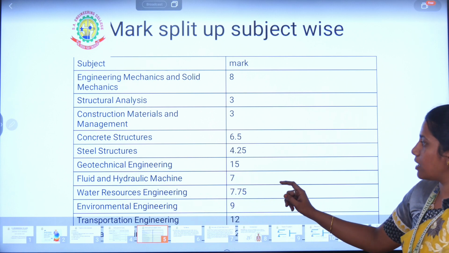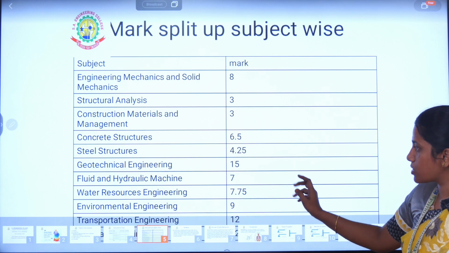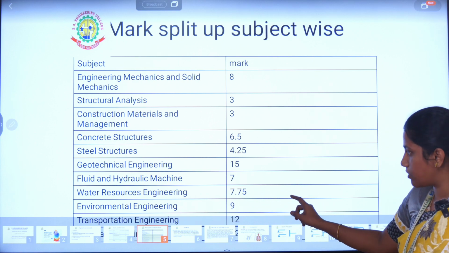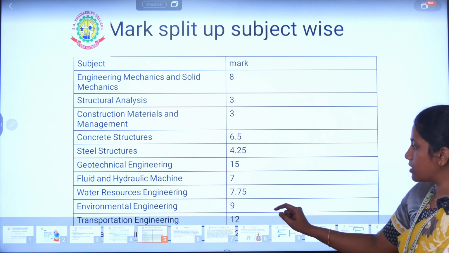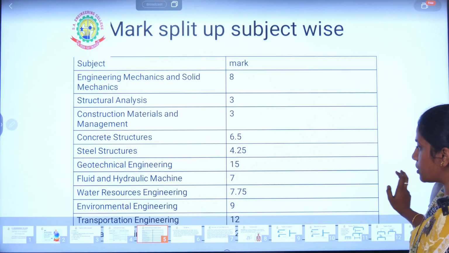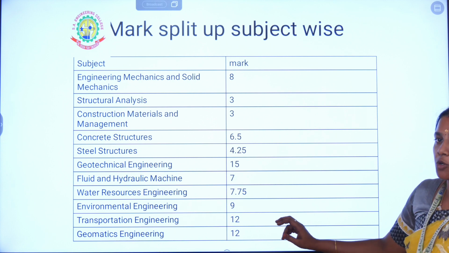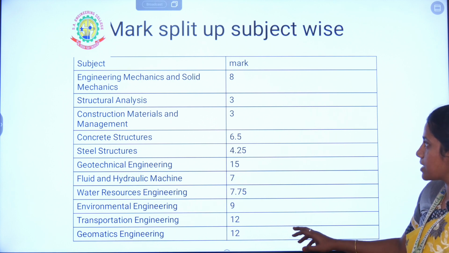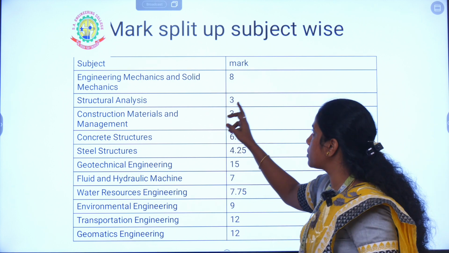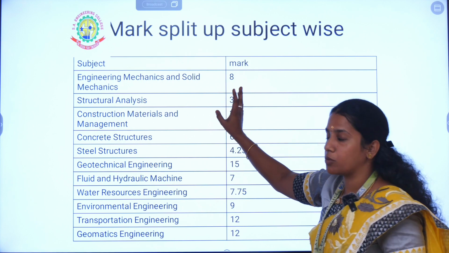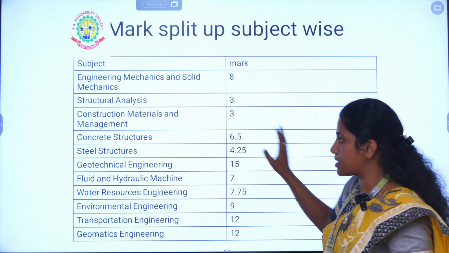Fluid mechanics and hydraulic engineering will score up to 7 marks. Water resource engineering is 7.7 marks. Environmental engineering is 9 marks, transportation engineering is 12 marks, and finally geomatics engineering will carry up to 12 marks. Here we are mainly concentrating on these 8 marks.